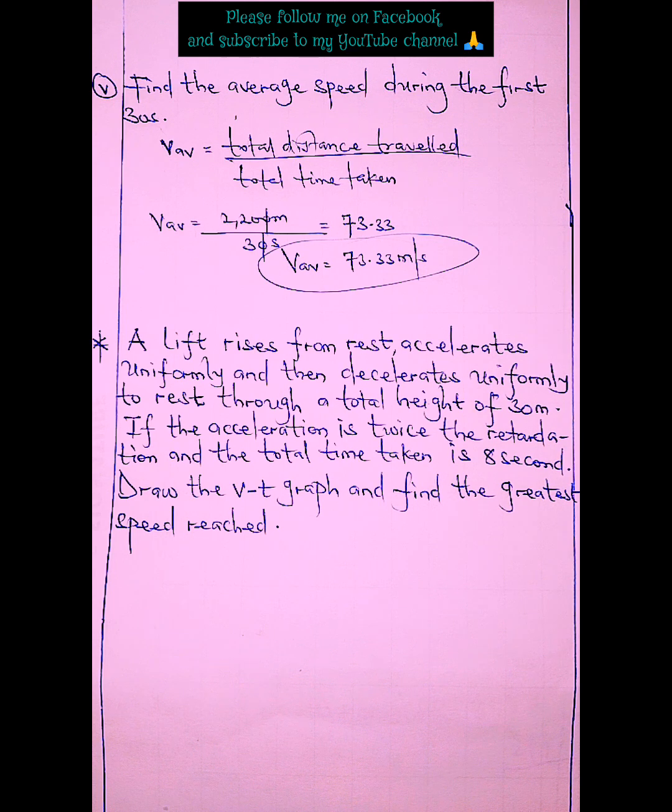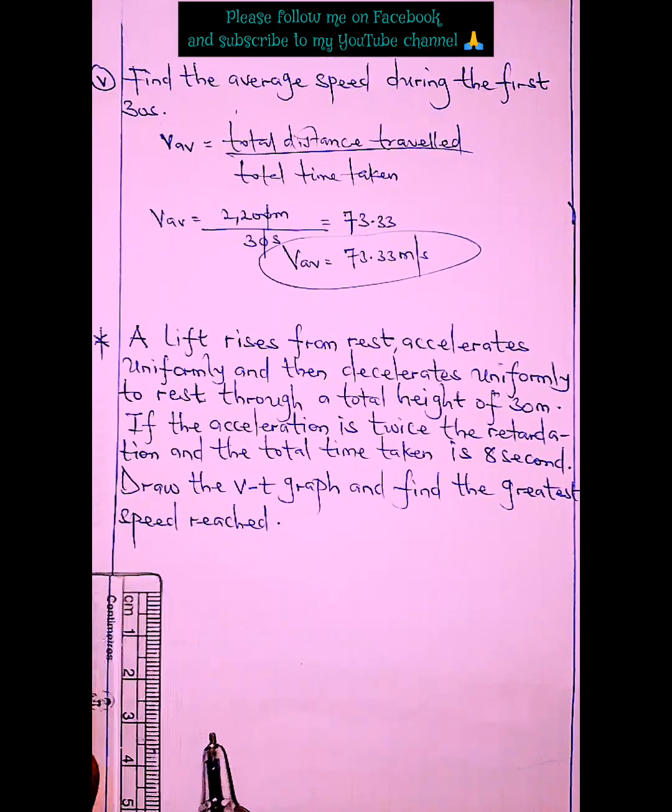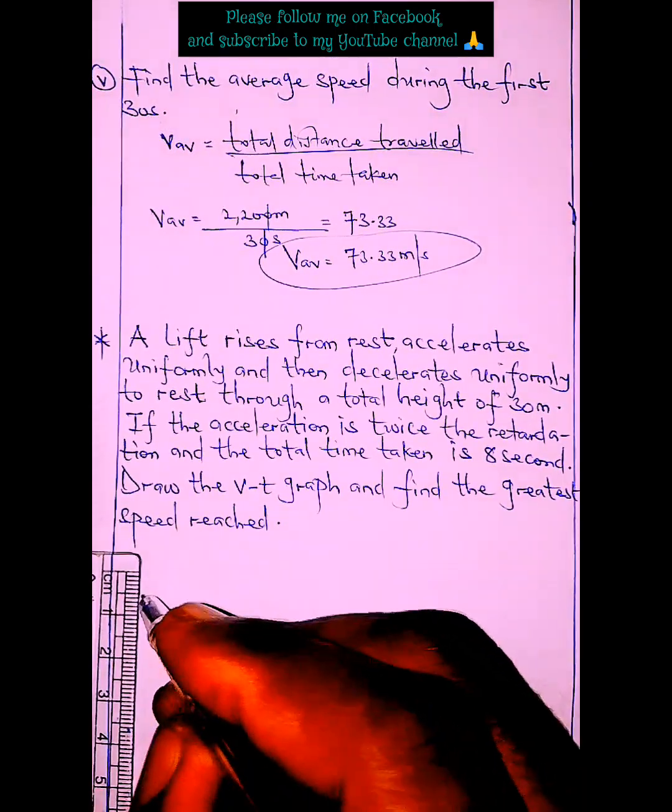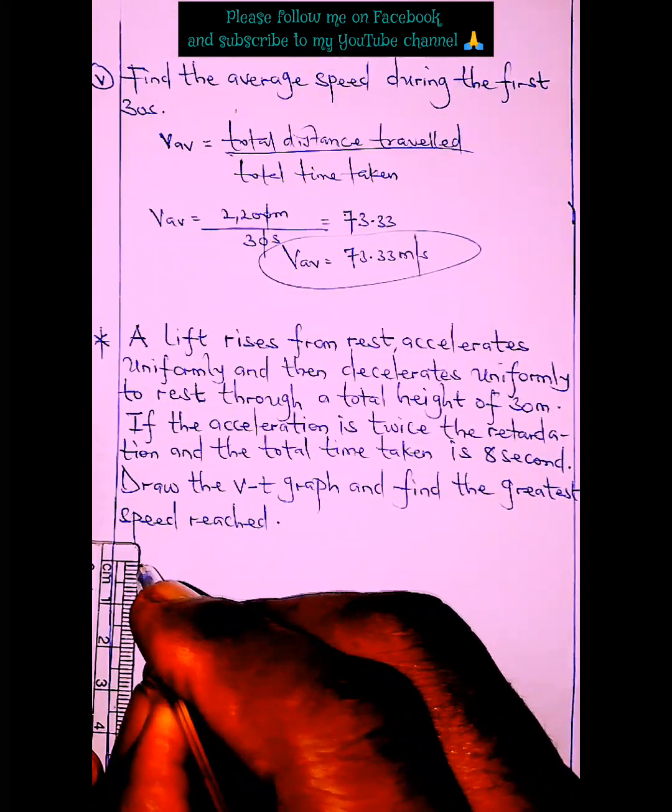So the body passed through a total height of 80 meters, going up and returning, from rest to rest. If the acceleration is twice the retardation, and the total time taken for this whole drama is 8 seconds, let's draw the whole thing and see what it looks like. The first thing we're going to draw is our velocity time graph.